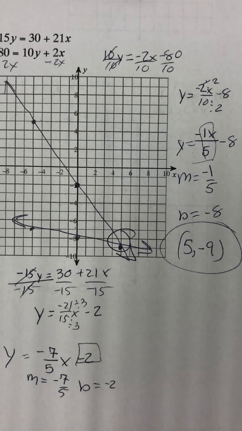If you guys have questions, all you have to do is graph 2 lines. Wherever they intersect is your solution. If they don't intersect at all, it is no solution. If they are the same line, it's an infinite number of solutions.